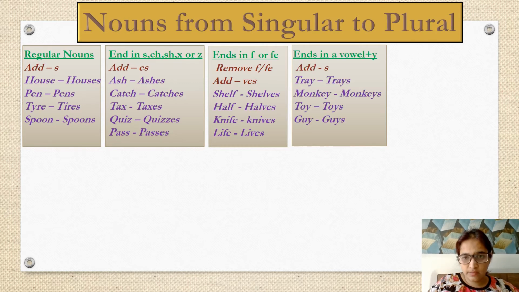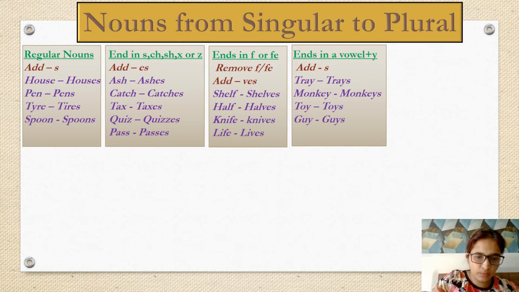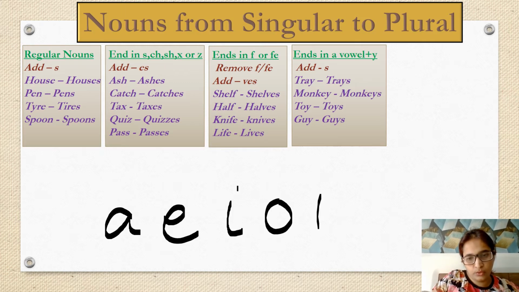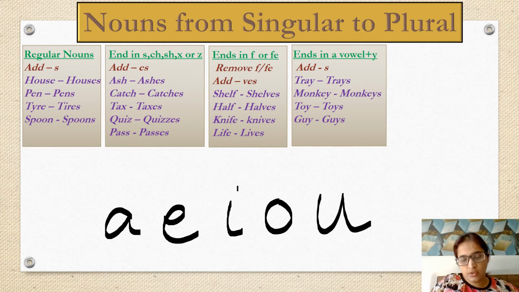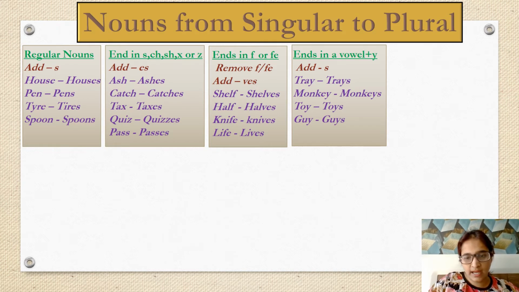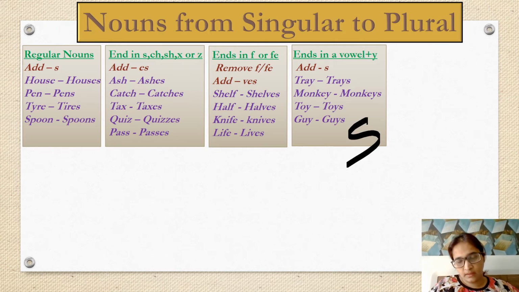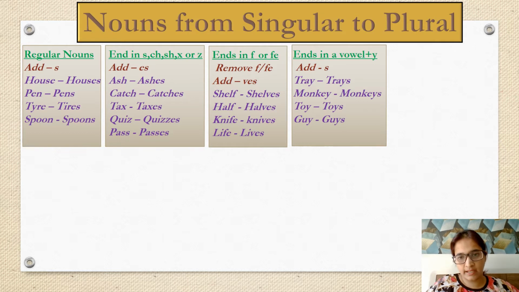Let's go to the next one, which is nouns that end in a vowel plus a y. Firstly, do you know what the vowels are? The vowels in the English language are a, e, i, o, u. So any word that ends with any of these vowels, and after that you have a y, in such cases you just add an s after the noun. So it's like tray, trays, monkey, monkeys, toy, toys, guy, guys.